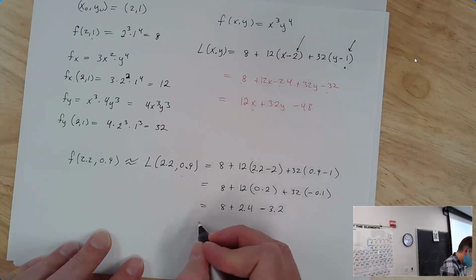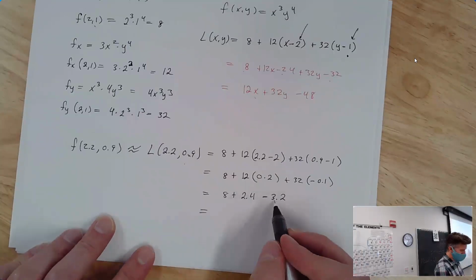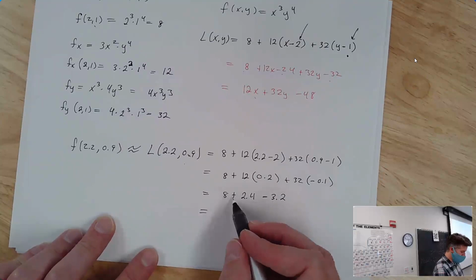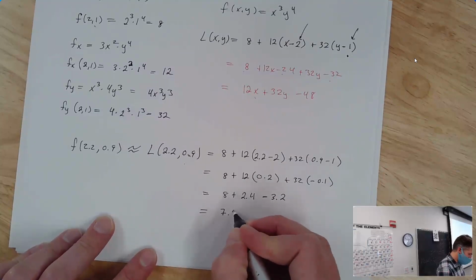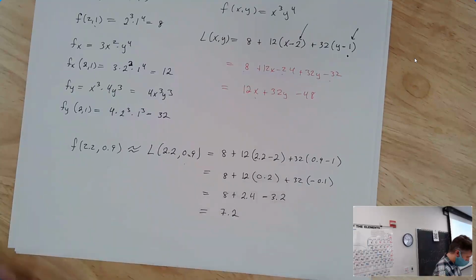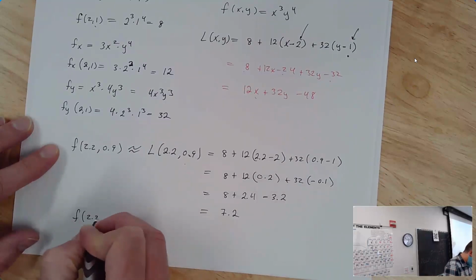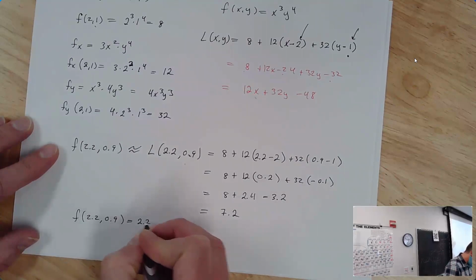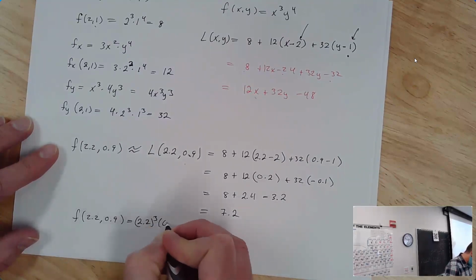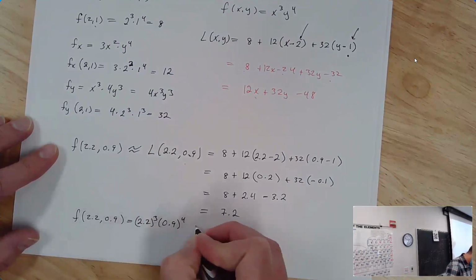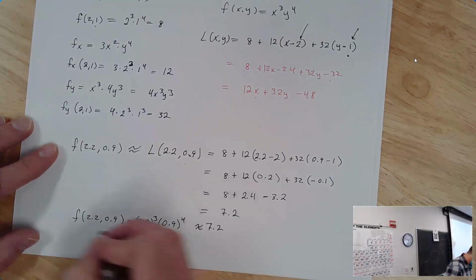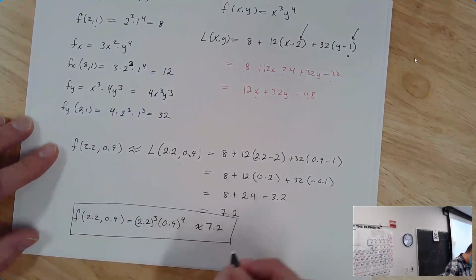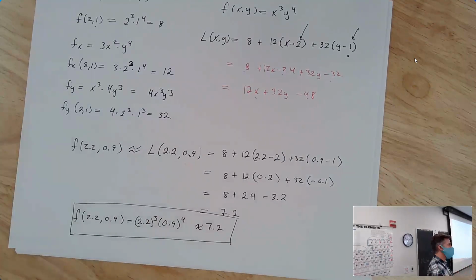In any event, we get 2.4 minus 3.2 is negative 0.8, and 8 plus negative 0.8 is positive 7.2. So f of 2.2, 0.9, which would actually be 2.2 quantity cubed times 0.9 to the fourth, is approximately 7.2. What is it actually? I don't know. You could use a calculator. This is though. I know it's poetry.